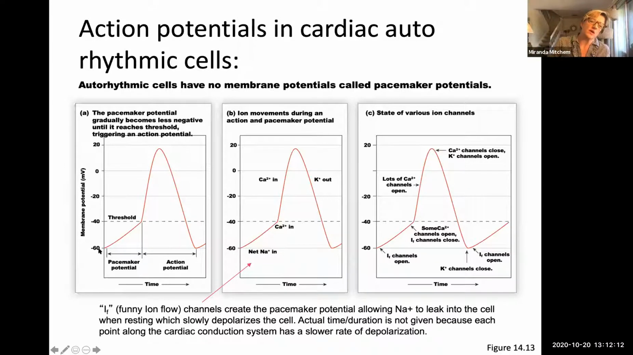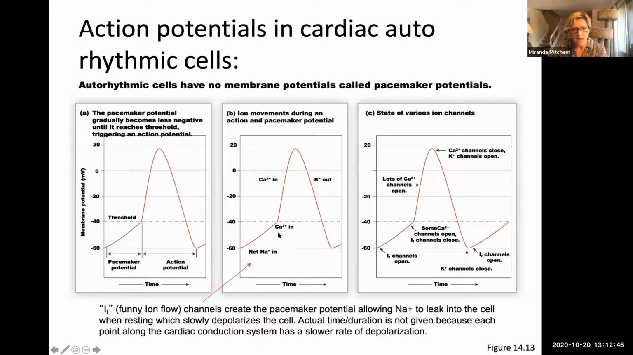Okay, so let's look here. So this is a unique shape too to the action potential. So we have what's called this pacemaker potential, where we're basically getting ready to go. So it leads up to the threshold of about -40, and then we get a sharper increase leading to that action potential. And then we go back down to our membrane potential of -60 millivolts for the pacemakers.